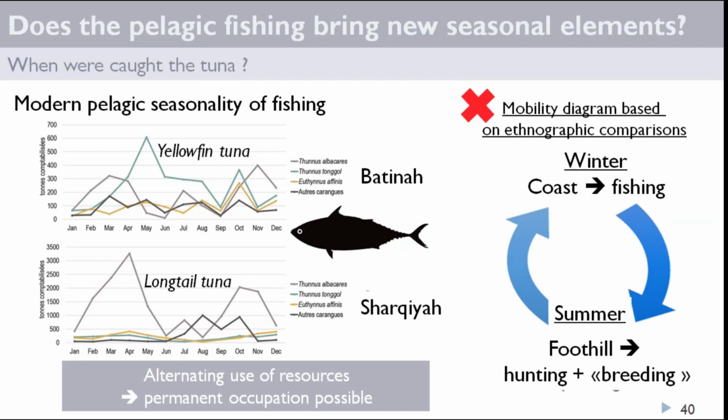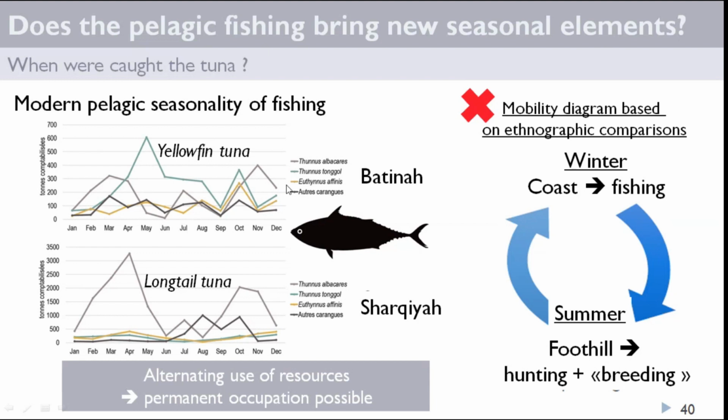So if I go back to the Bronze Age, for the Ras Salad site, what about the seasonality of the fishing? Well, for now I only have the bones and the identification tools that I performed on the site. I look at the actual presence of the tuna, of the different species of the tuna family nowadays in the modern data, always from two governorates, the one of Batinah and the one of Sharqiyah.